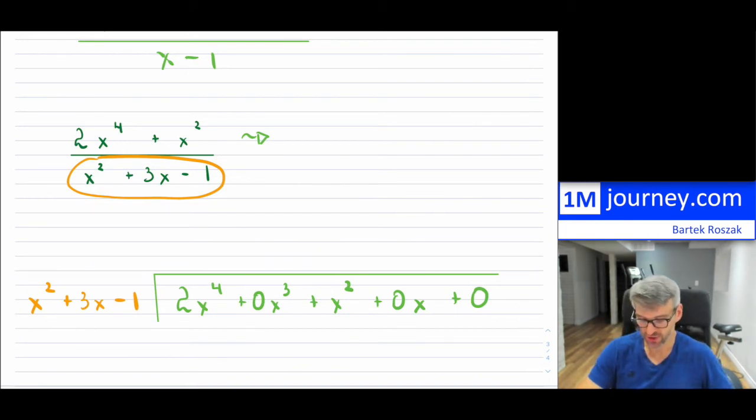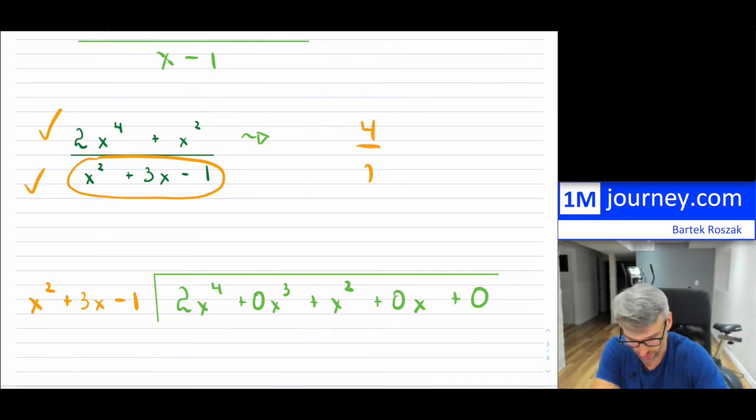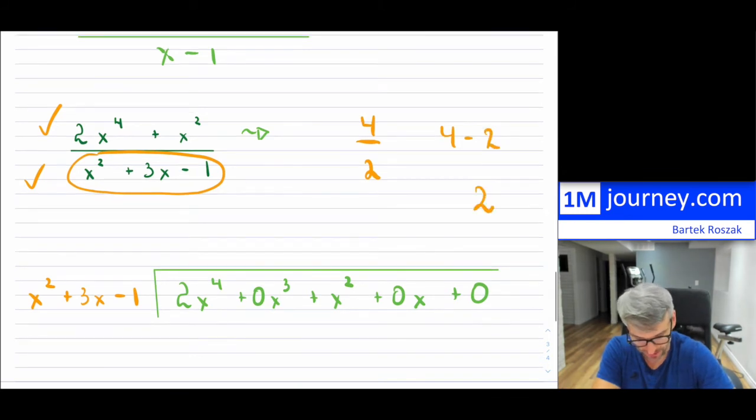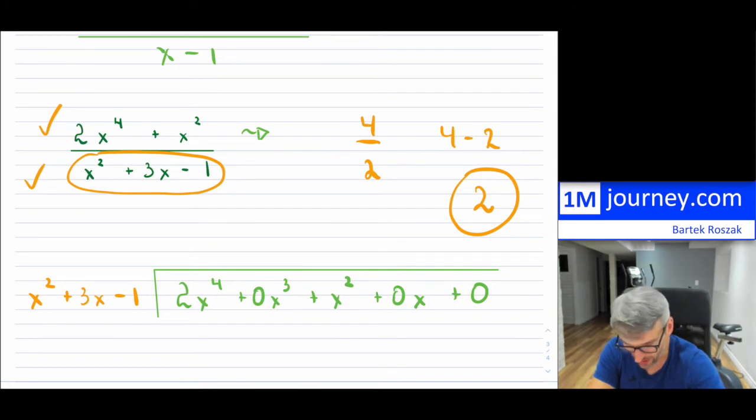So first question, where do I start filling in the numbers? This is of order 4, this is of order 2. So 4 minus 2 gives me that my quotient should be of the second order. Well, my second order is right here, so I'm going to start writing my numbers right there. That's where I will begin.